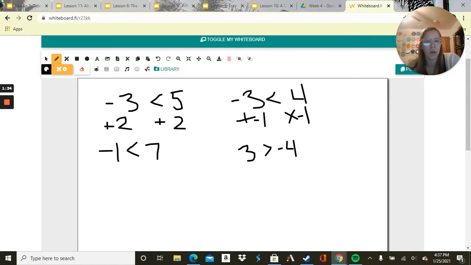Okay. Here we are multiplying times a negative number. So negative 3 times negative 1 is 3. 4 times negative 1 is negative 4. Here we are multiplying or dividing by a negative number, so we reverse it. Does it make it true now? 3 is greater than negative 4. Yes. So it does make logical sense. If you don't flip it for that case, then the inequality isn't correct. Okay?